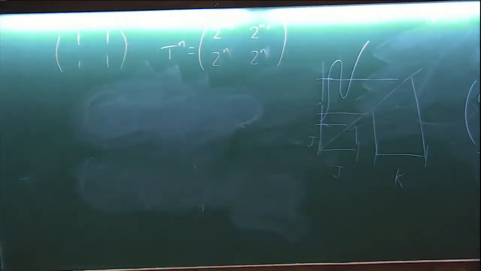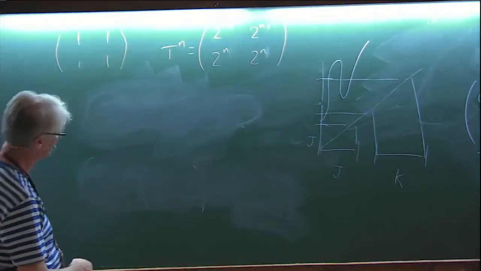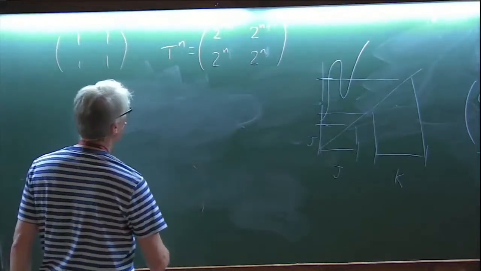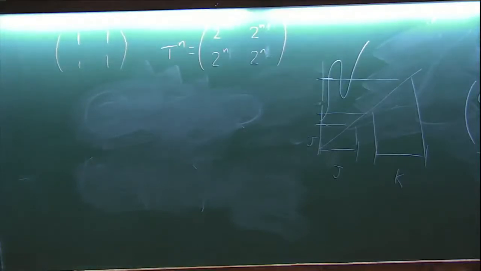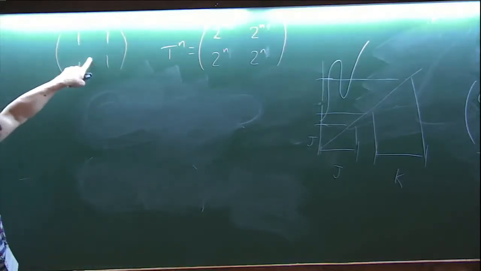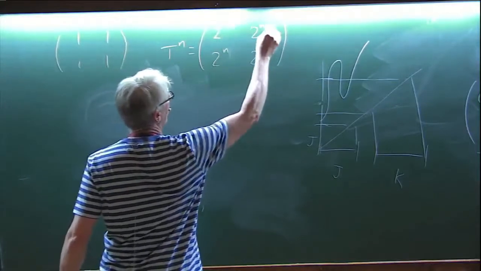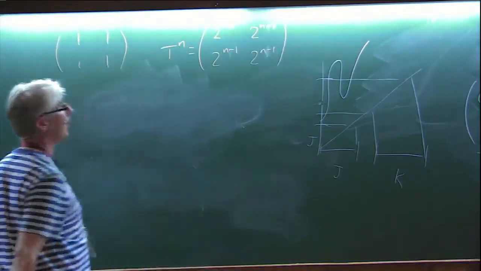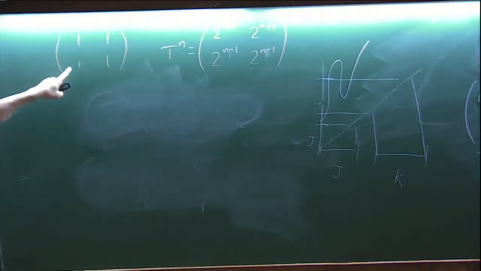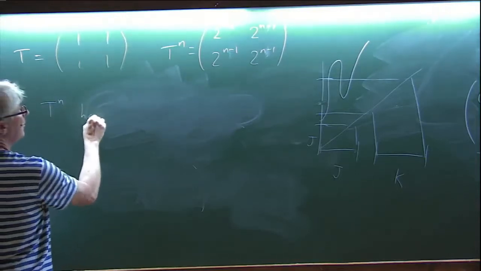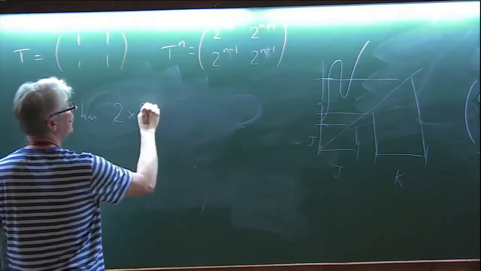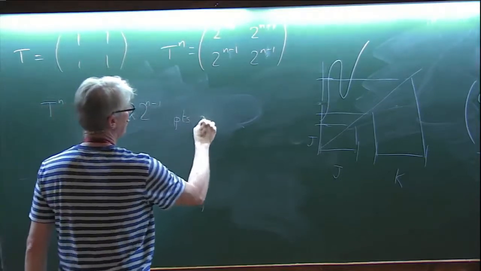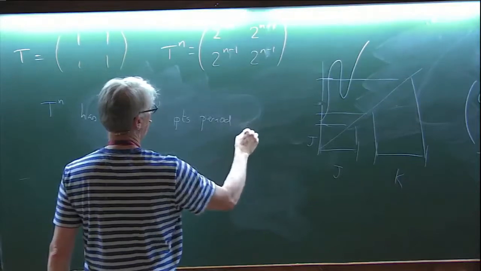Okay, so when n is 1, I want that. So it's 2 to the n minus 1. That's right. So when n is 1, it's this. The T is this. So that's my transition matrix, for example for 2x mod 1, or the tent map with slope 2. So it tells me that T to the n has 2 times 2 to the n minus 1 points of period n.